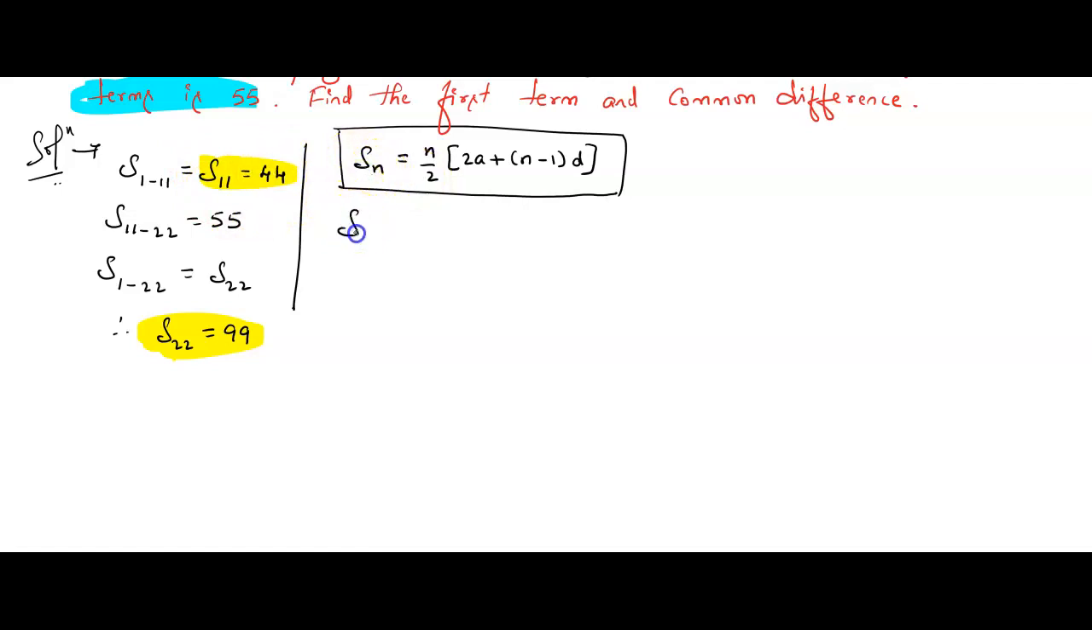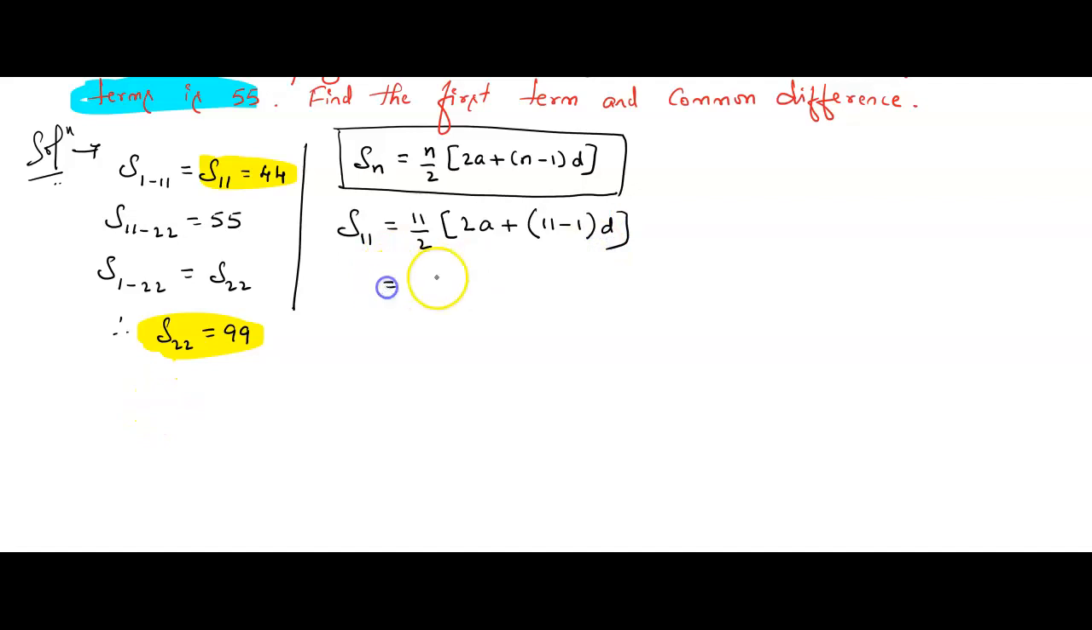So Sn, that is S11. First let us take this S11. What is S11? It can be written as, in place of n I am writing 11, right? Yes, that is 11 by 2 into 2 into a. What is the value of a? We don't know. So keep it as it is, plus n, what is n here? We took 11, minus 1. What is d? We don't know. Keep it as it is.